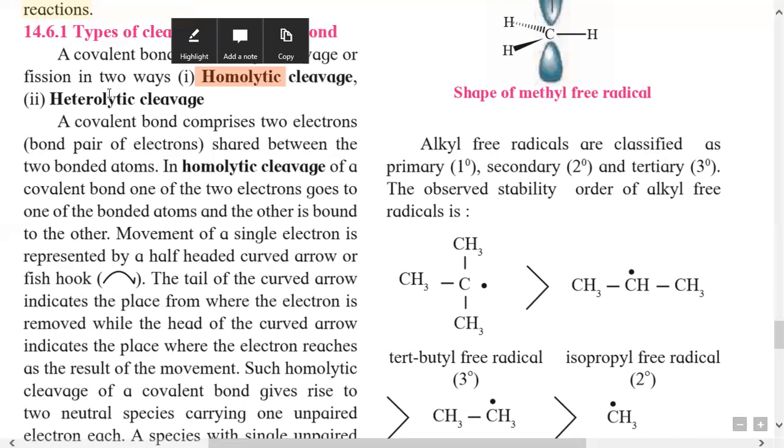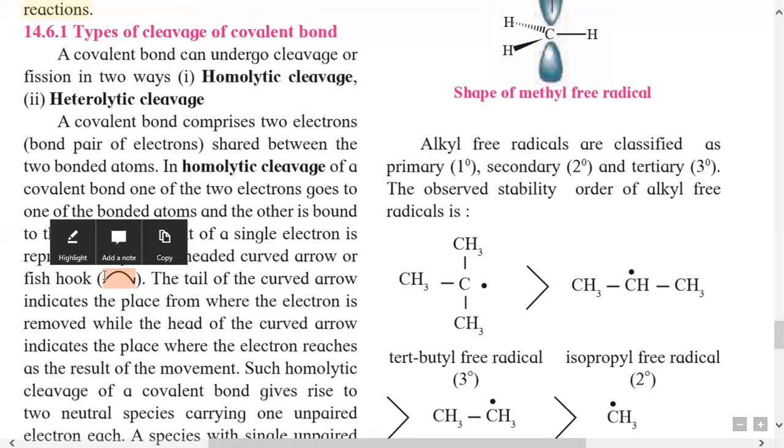See this arrow, this is called a fish hook. So this curved arrow, half-headed curved arrow, is called a fish hook. Here the movement of one electron can be shown with the help of this type of fish hook arrow, or this half-headed curved arrow. This indicates the movement of a single electron.